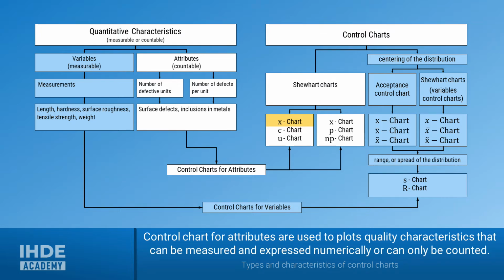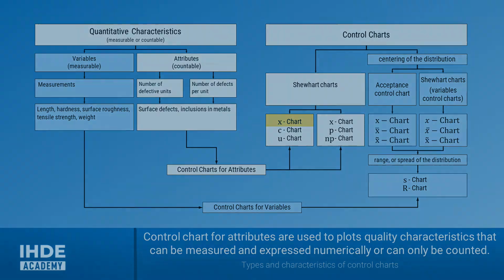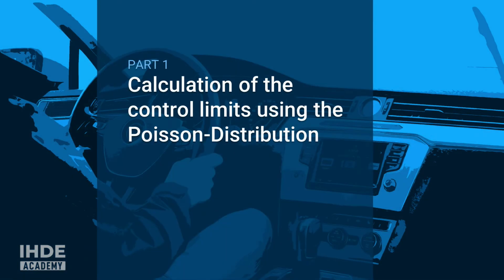Second, there are the attributive characteristics. Those are all characteristics one can only count. On the right side, we have the different control charts for attributive characteristics with a white and yellow background. As you can see, there are 6 control charts for attributive characteristics. As already mentioned, this is about the X chart for the number of non-conformities. Let's start the calculation of the control limits using the Poisson-Distribution.